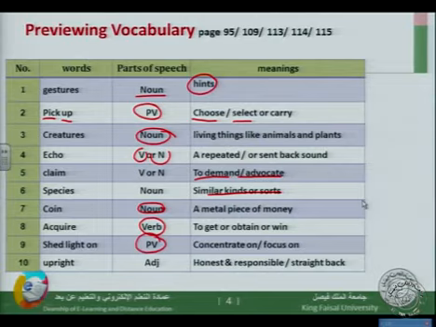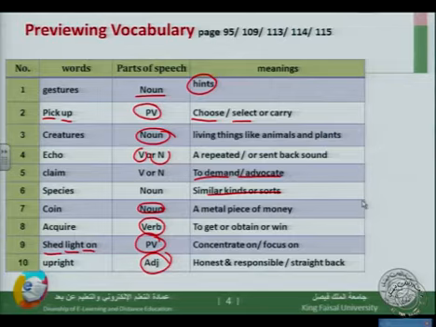Shed light on is a phrasal verb. Again, what does a phrasal verb mean? A phrasal verb is a verb that consists of more than one word. Shed light on. This we call a phrase. A phrase consists of more than one word. Upright, this is an adjective, and it means honest, responsible, straight back. This is the meaning of upright.